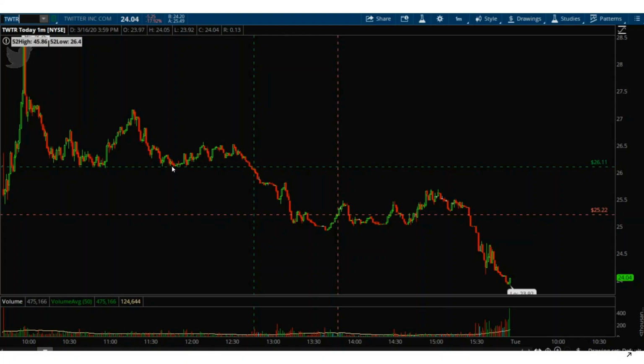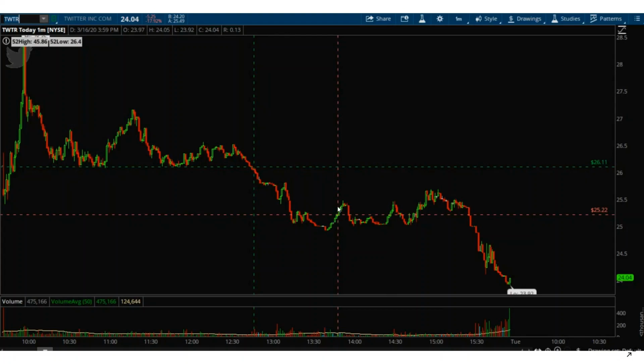We can't make higher highs as we get stuck over here and we start climbing down again. So what I'm looking for is a break of this particular level, and this point where I have this green line, that's the first candle that opens below that line. That level was 26.11. So we're going to say $26 puts expiring this week. And that's going to be our entry.